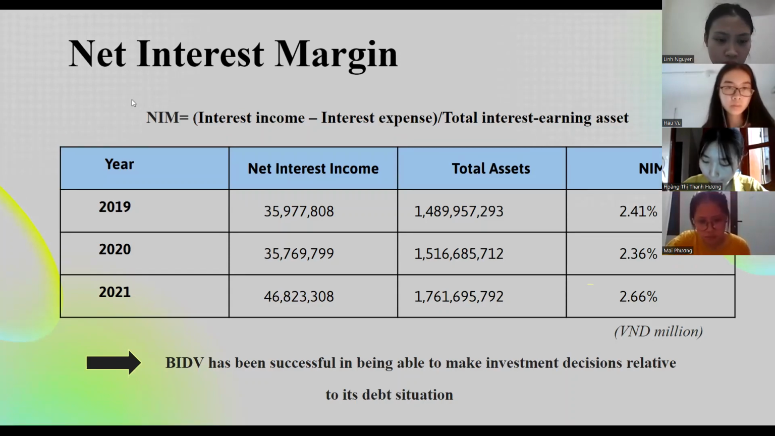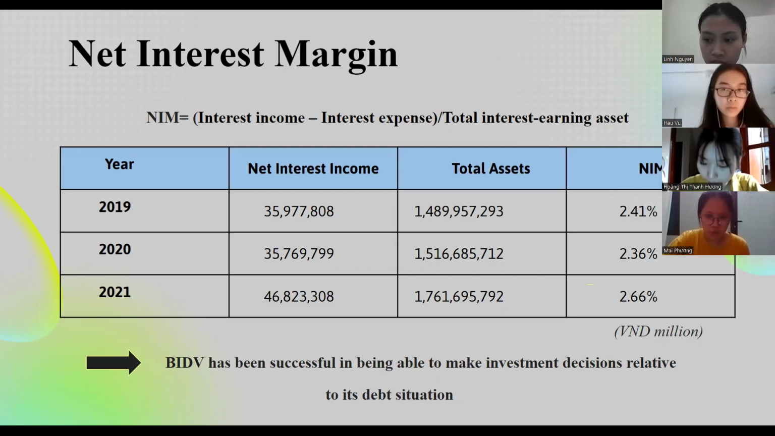As mentioned in the performance part, the net interest margin is calculated as NIM equals interest income minus interest expense over total interest earning assets. So I have the result here. In 2019, I have NIM equal 2.41%. 2020, I have 2.36%. And the last one, 2021, I have 2.66%.